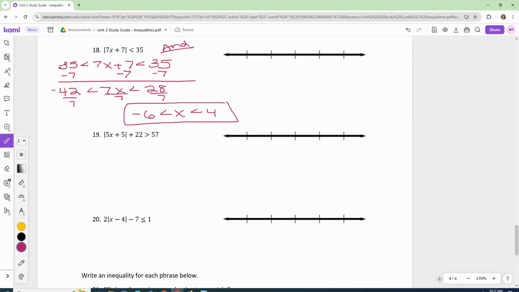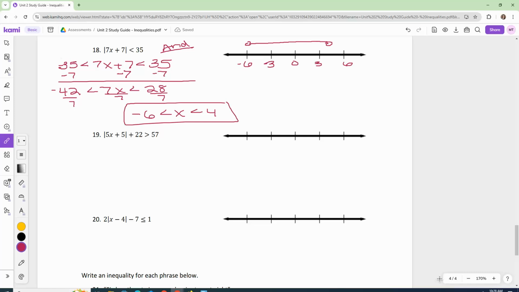Okay. So on our graph, again, you can count by something. I'll count by 3s. You can add more tick marks if you need to. So starting at -6, open or closed? Open because it's not equal to. Ending at 4, and that's still open. Just in between the two. Alright.